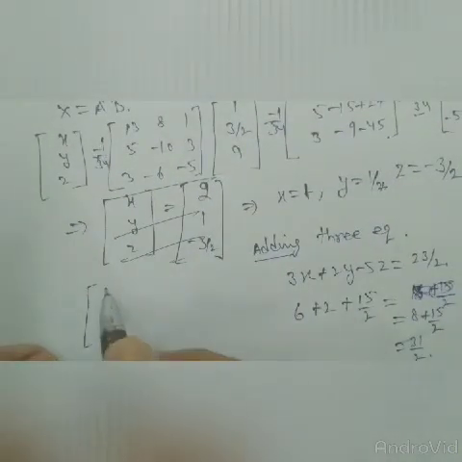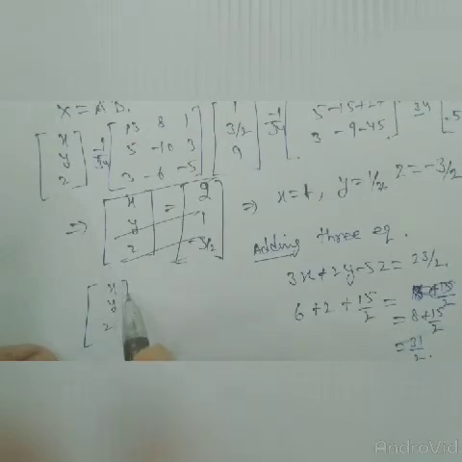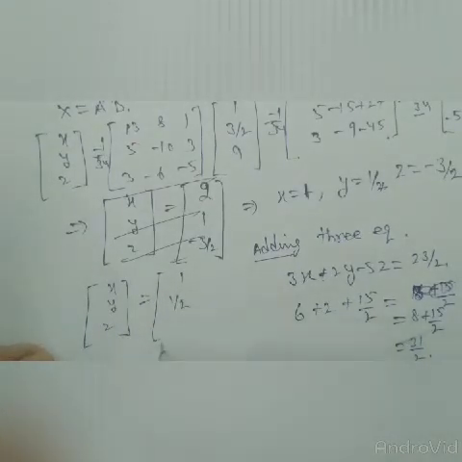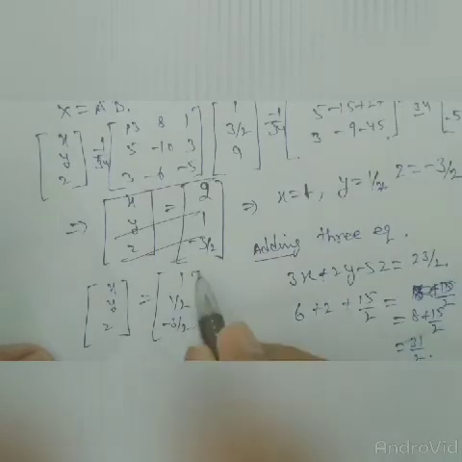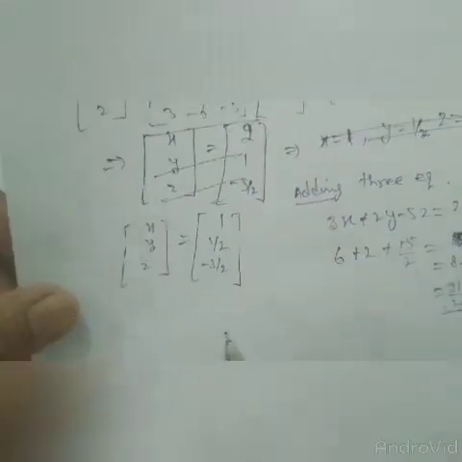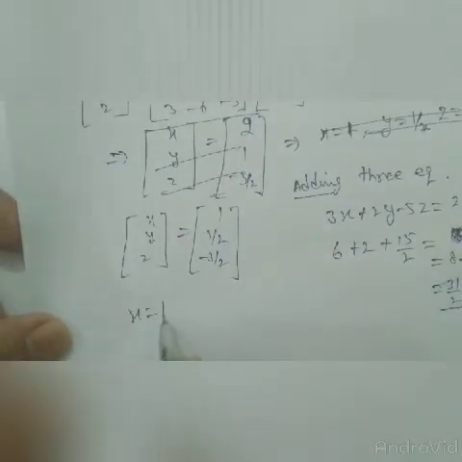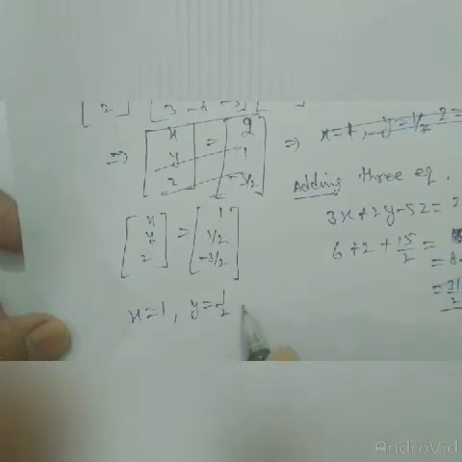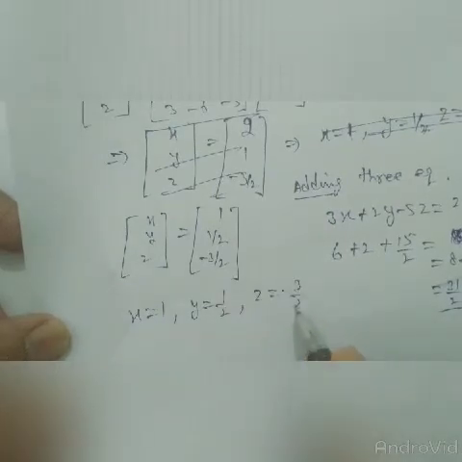If we divide by 34, our result is x, y, z. So 34 by 34 is 1, 17 by 34 is 1 by 2, and this is minus 3 by 2. So x is 1, y is 1 by 2 and z is minus 3 by 2.